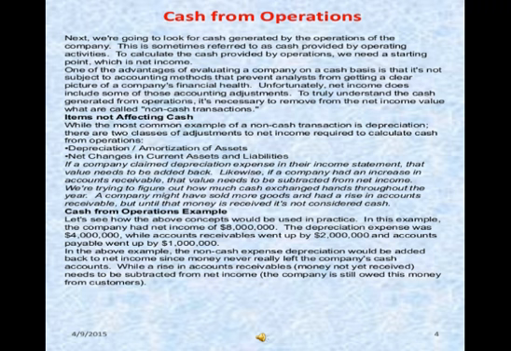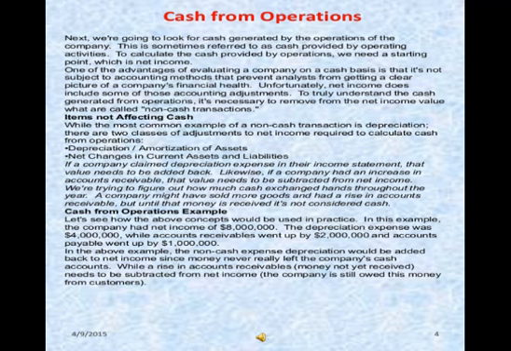Unfortunately, net income does include some of those accounting adjustments. To truly understand the cash generated from operations, it's necessary to remove from the net income the value of what are called non-cash transactions. Okay, what are those items that are not affecting the cash? Well, the most common example of a non-cash transaction is depreciation. There are 2 classes of adjustments to net income required to calculate cash from operations: depreciation or amortization of assets, and the net changes in the current assets and liabilities.